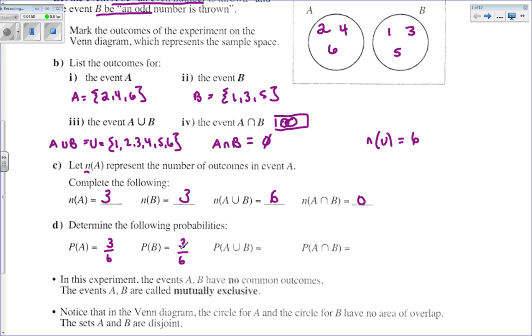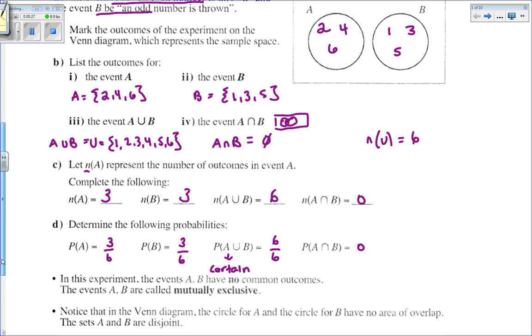So really your probability for both events is 0.5. For A union B, there's 6 outcomes, and there's 6 total outcomes possible. So this event is certain to happen. Right? When you roll a die, you're either going to roll an even number or an odd number. The probability of getting a number that is both even and odd at the same time is 0, because there are no numbers that are like that.